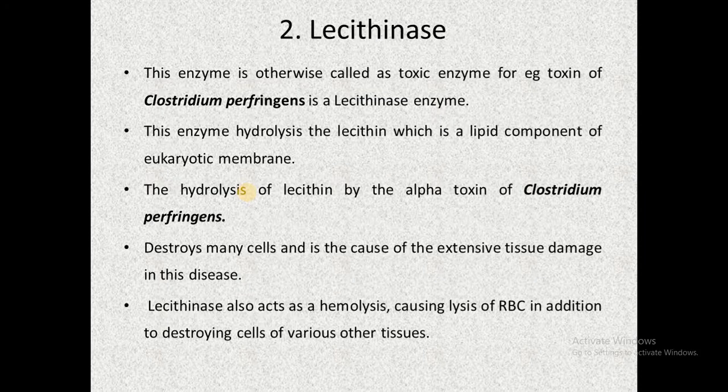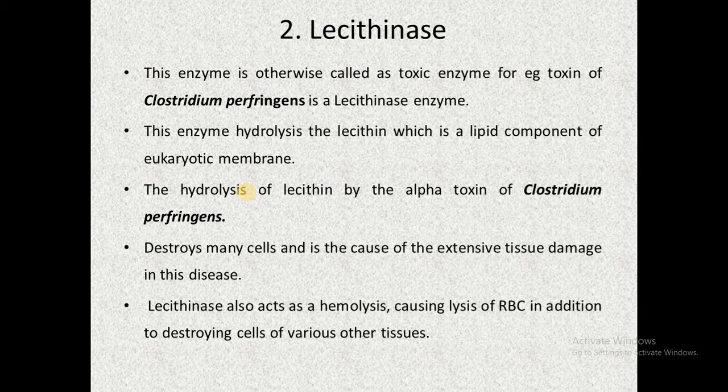Second one is Chitinase. This enzyme is otherwise called a toxic enzyme. For example, the alpha toxin of Clostridium perfringens is such an enzyme. This enzyme hydrolyzes lecithin, which is a lipid component of eukaryotic membranes. So it cleaves the membrane by hydrolyzing the lecithin.